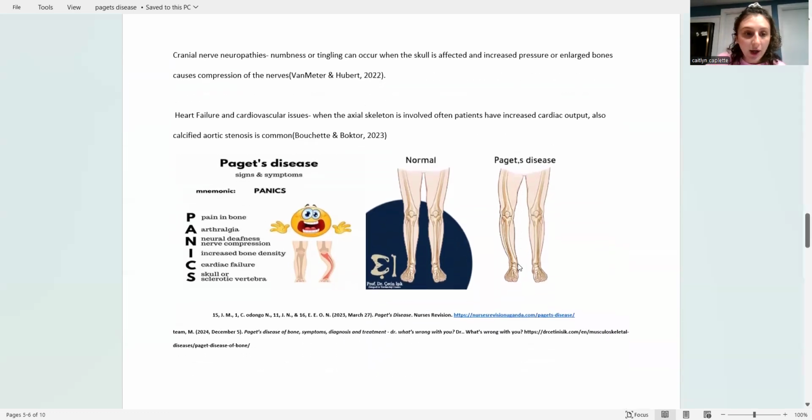Here is a good mnemonic for some of the signs and symptoms. PANICS: Pain in the bone, Arthralgia, Neural deafness and nerve compression, Increased bone density, Cardiac failure, and think Skull or Sclerotic vertebrae. And then this is a picture of what normal bones would look like versus Paget's disease, where you can see the bowing there.